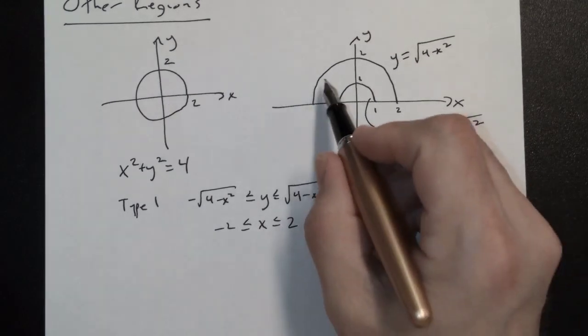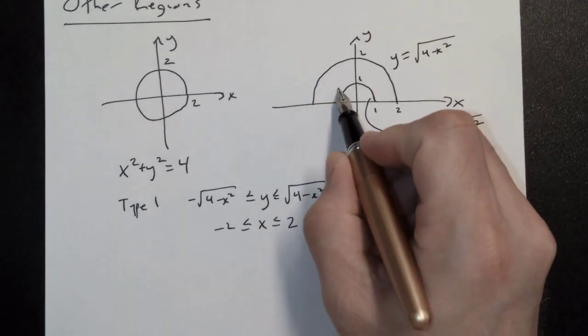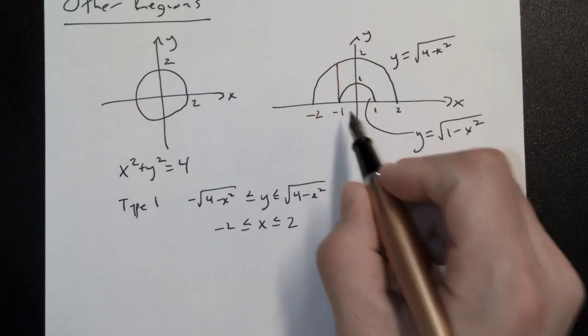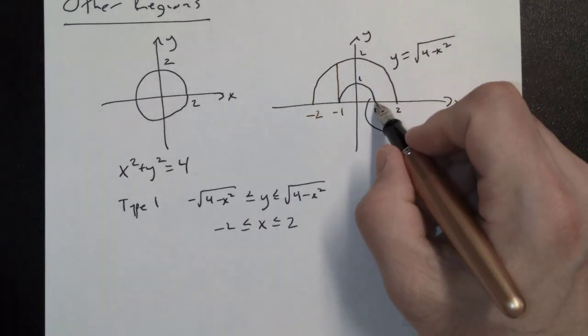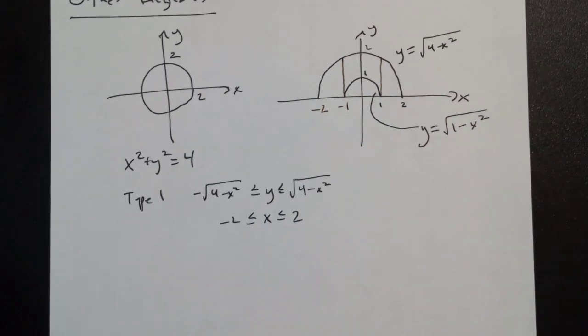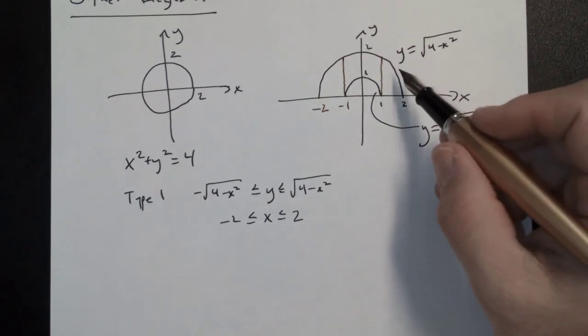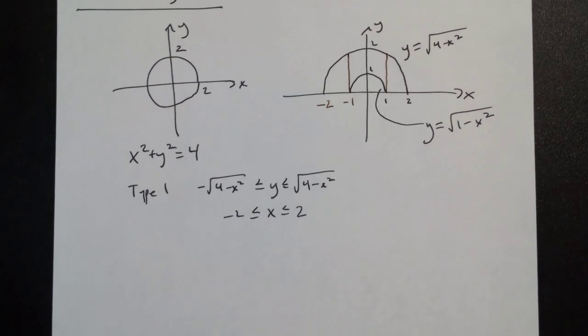It's the region between the top circle and the x-axis between -2 and -1. It's the region between the top circle and the bottom circle between -1 and +1. And then it's the region between the top circle and the x-axis between 1 and 2, which means I'm going to have 3 different sets of limits of integration. Pardon my bluntness. Hell no. I don't want to do that. It's unreasonable to do that.